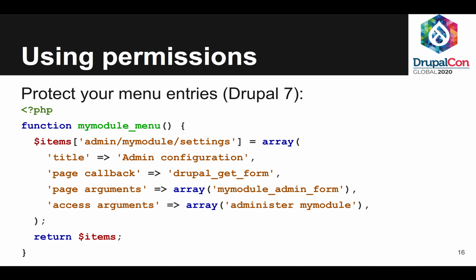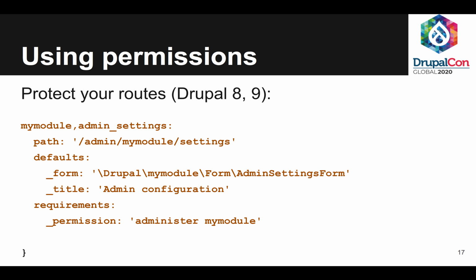Okay, so it's very easy to fix this, of course, in Drupal 7. Put an access argument in that is a permission that you want to check. In Drupal 8 or 9, in the requirements section, you specify the same way a permission that needs to be checked in order to access this route. That's it, pretty easy. But again, if you see the permission or the access callback set to true, raise a red flag, ask why.